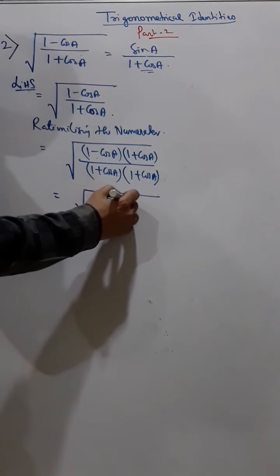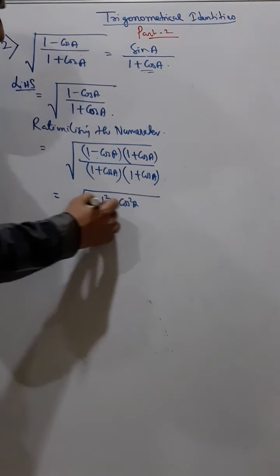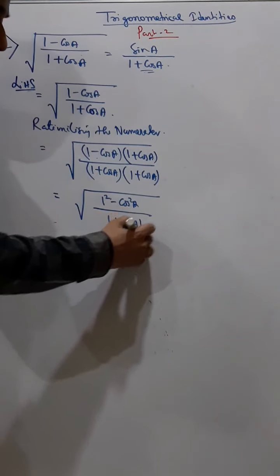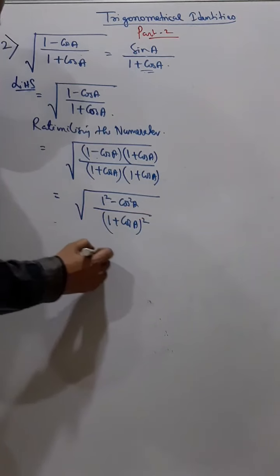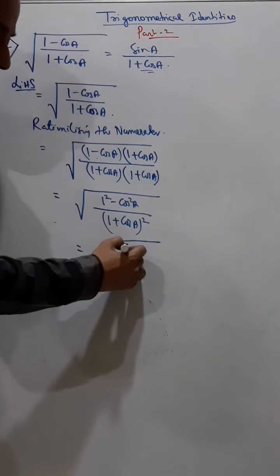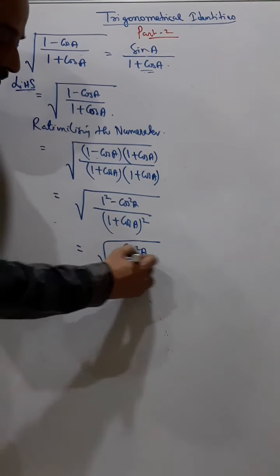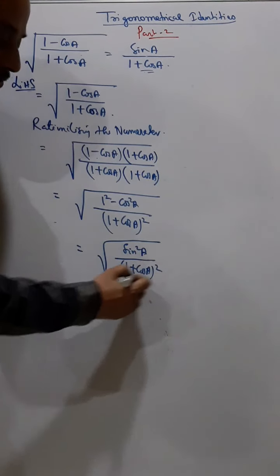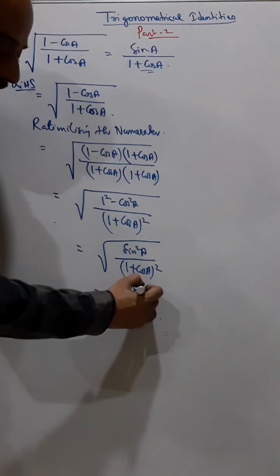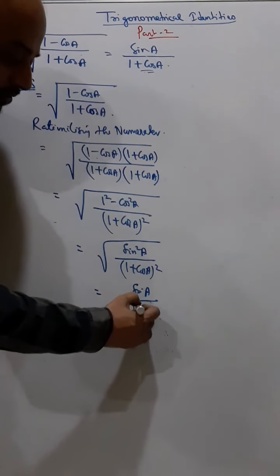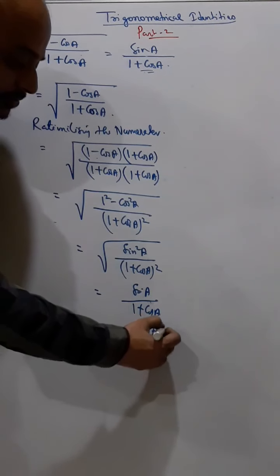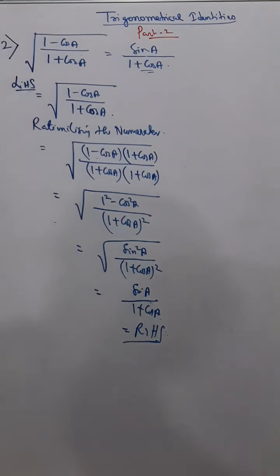Okay. So here what you get? You get 1 square minus cos square A. You get 1 plus cos A whole square. So you understood, you got it. So this you got as sine square A over 1 plus cos A whole square, and finally I get sin A by 1 plus cos A, which is equal to the RHS. Okay.